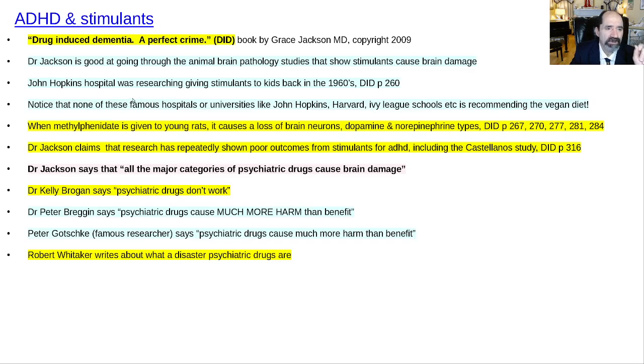There were Johns Hopkins Hospital researchers giving stimulants to kids back in the 1960s. It's insane. And why would I say that's insane? Anybody who watches my shows has probably studied the vegan diet, that it has incredible benefits for people. And how come none of these universities is promoting the vegan diet? I'm not aware of a single university doctor, not one, who promotes the vegan diet. There might be a few rare ones nowadays, but I've never seen one of the famous nutrition experts come from a big university. Never. Not once.